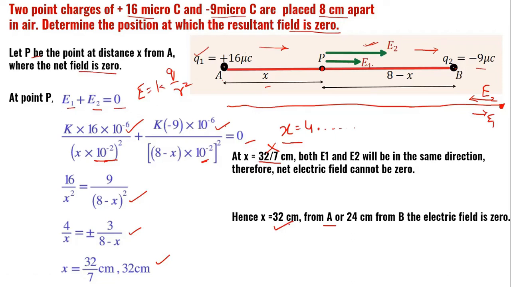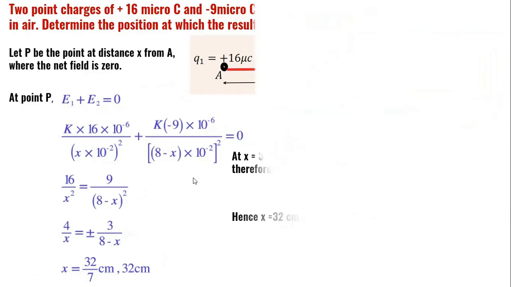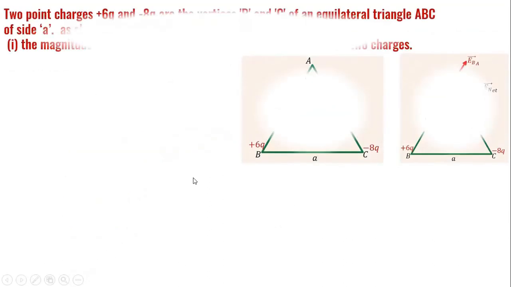So at x equals 32 centimeter, the electric field will always be 0. This key point you have to always keep in mind. In between A and B, the net electric field can never be 0. Next, go for the next question.